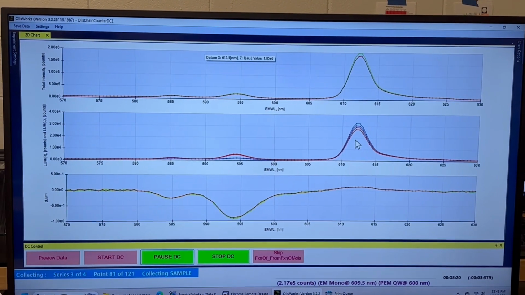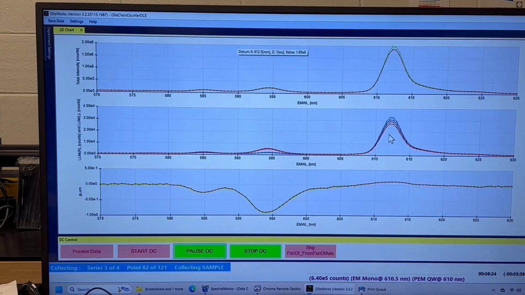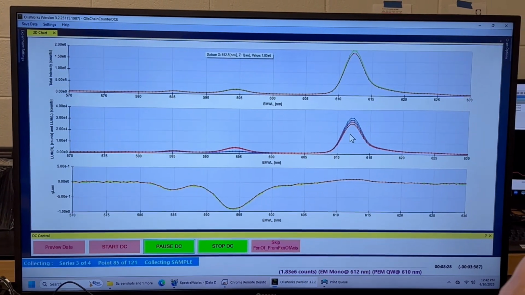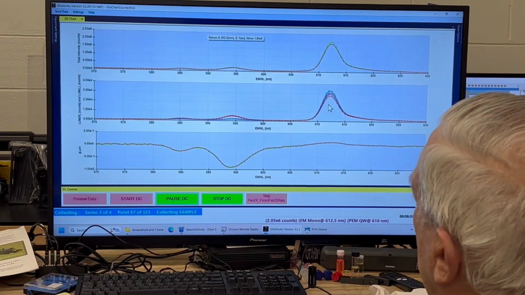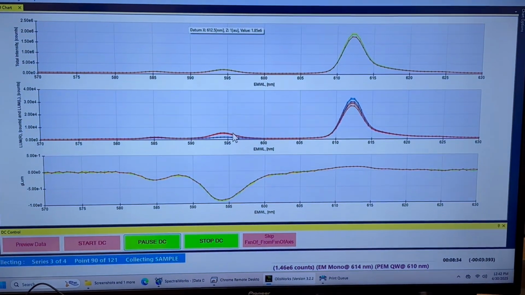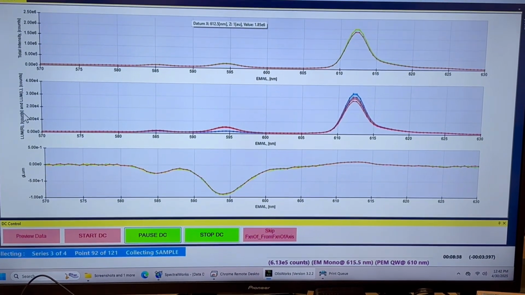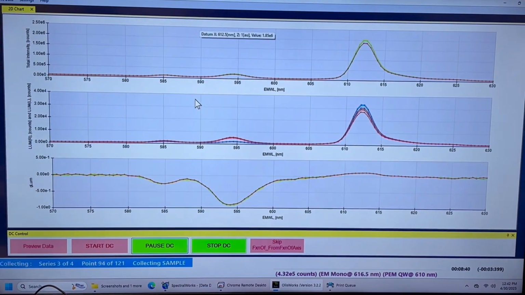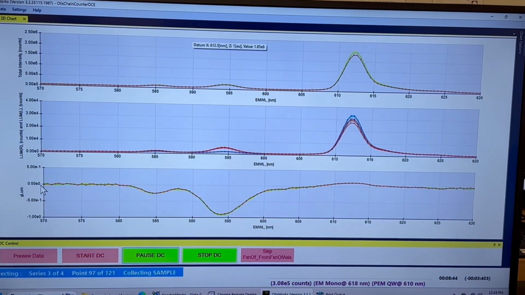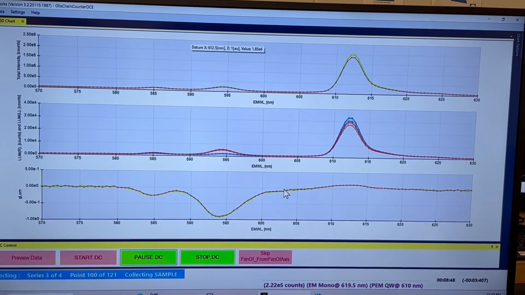All right, so now you've got 3 graphs up there. What am I looking at here? Well, this set of charts, at the top is the total luminescence intensity. The middle is the counts of the left and the right circular polarization. And the bottom is the computed g-lum, which is what one typically looks at.